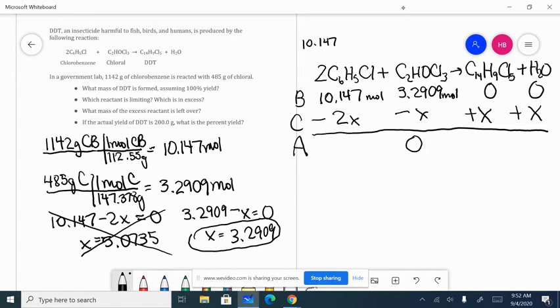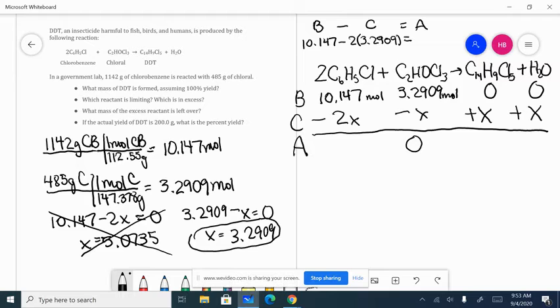So my equation for this becomes 10.147 minus 2 times 3.2909. That's going to tell me how much is left over. So it's going to be before minus change equals after. And in this case, 3.5653 moles of chlorobenzene are left over. There's no chloral left over.